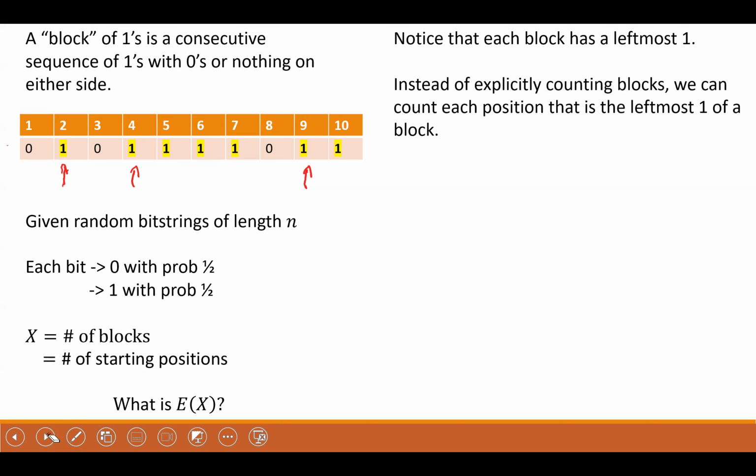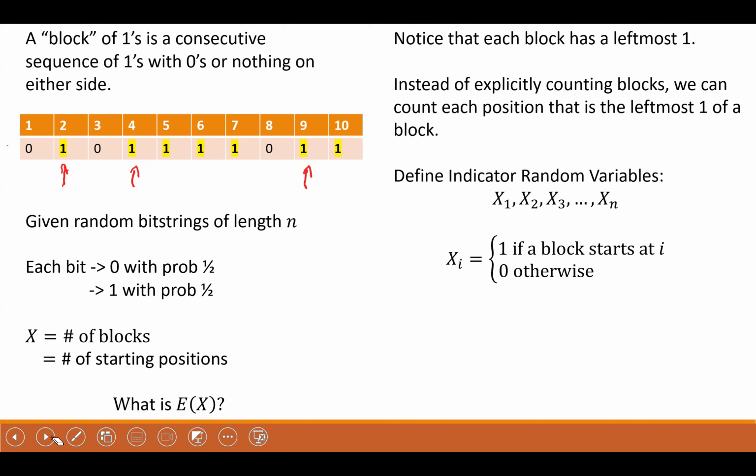So instead of explicitly counting the blocks, we can use indicator random variables and count how many of these leftmost 1s exist. Right, so I'm going to use indicator random variables, xi, 1 for each of these positions. And this indicator random variable would be 1 if a block starts at i, if this is the leftmost 1 in a block, or 0 otherwise. Okay, and the fact that this is maybe an awkward definition doesn't really matter in terms of random variables, as long as mathematically it works.